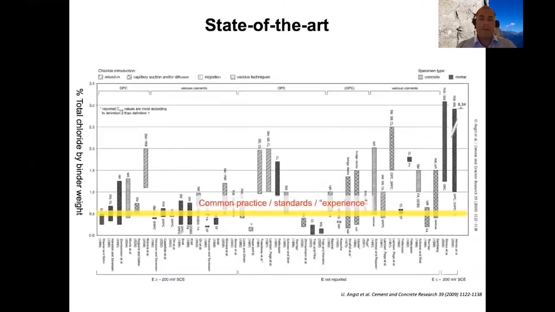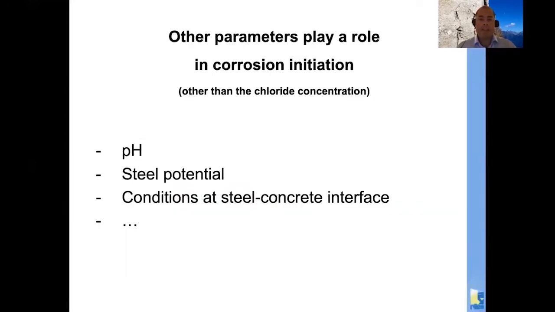So this problem was sort of the starting point for our TC, because it was known already when we started in 2015 that other parameters, other than the chloride concentration, play a dominant role in corrosion initiation of steel in concrete. Parameters that were frequently mentioned in the literature at the time were pH of the concrete pore solution, steel potential, and the conditions at the steel-concrete interface.